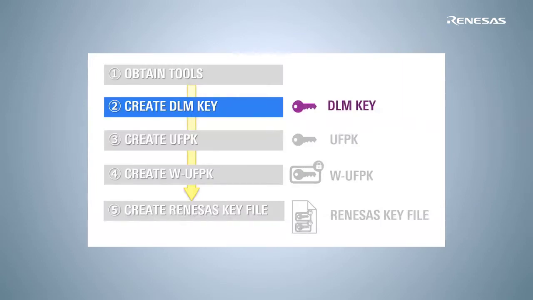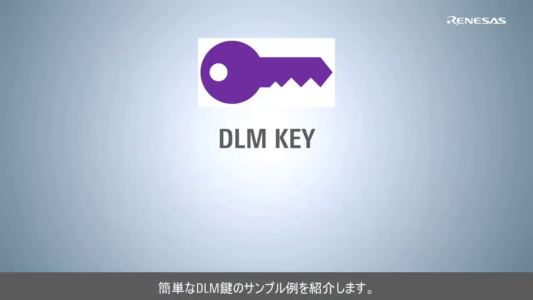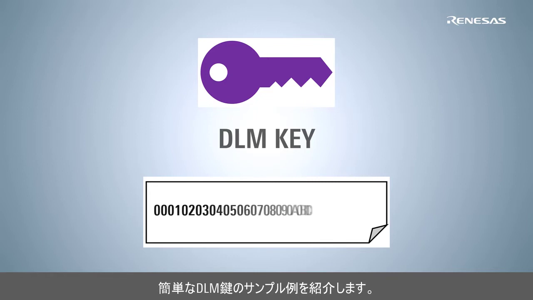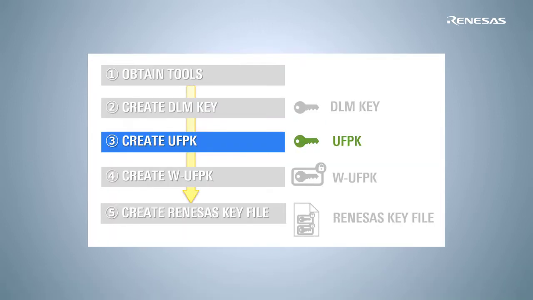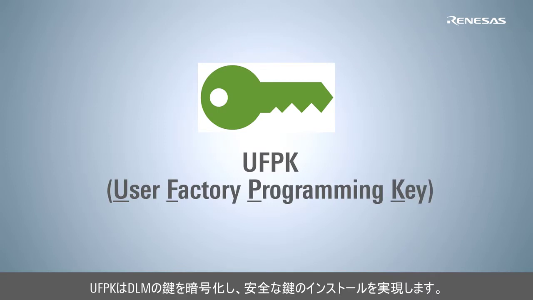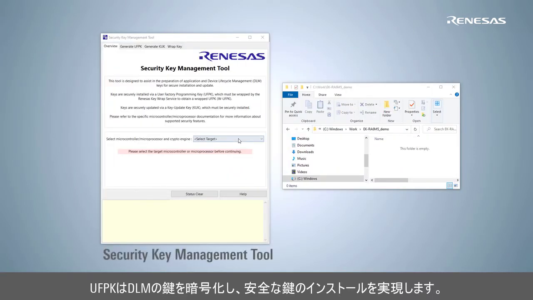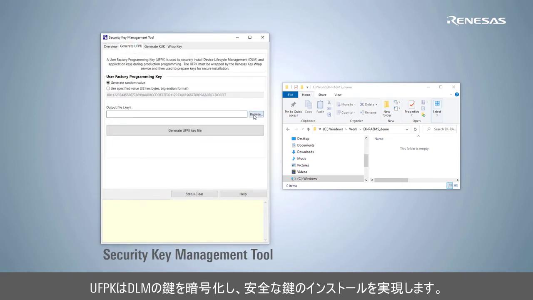Now we will define a DLM key. For this example, we will use a simple 16-byte value. In practice, use a random, hard-to-guess value and store it securely, since this key can re-enable debugger and programmer access. To install the DLM key, we must create a user factory programming key. The UFPK is a temporary key used to encrypt the DLM key. This key should also be managed securely.